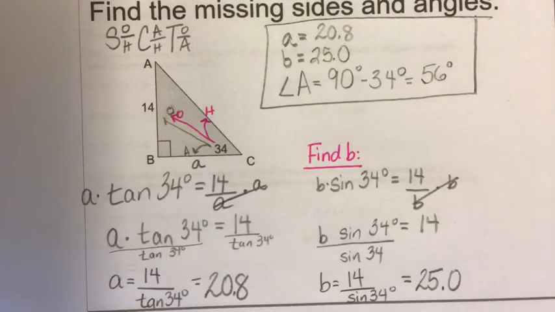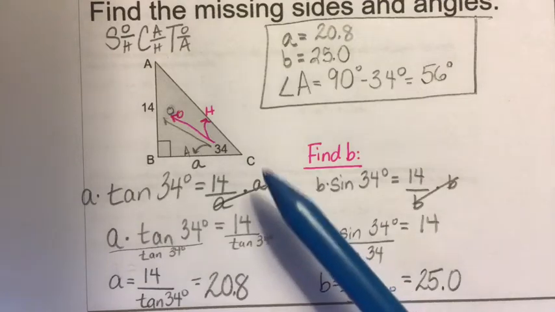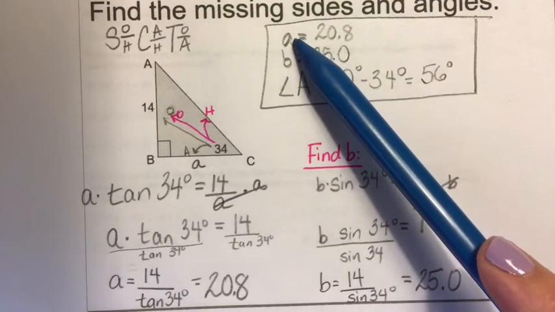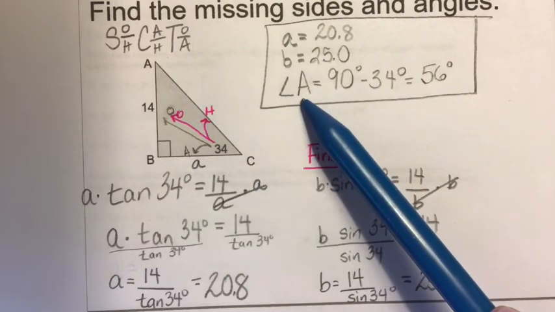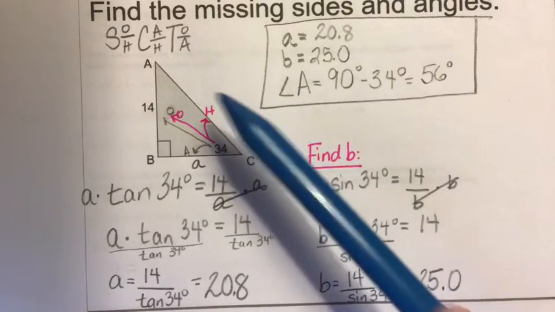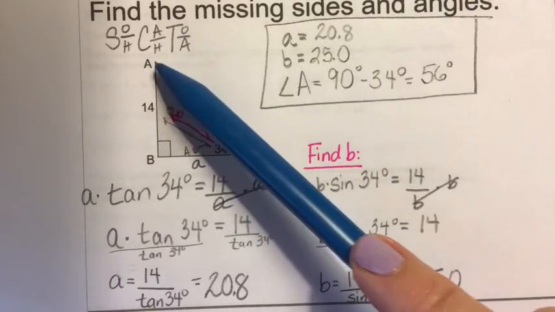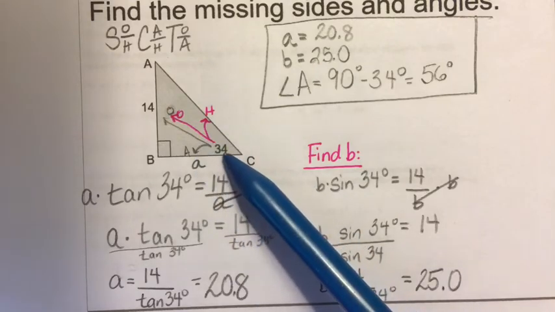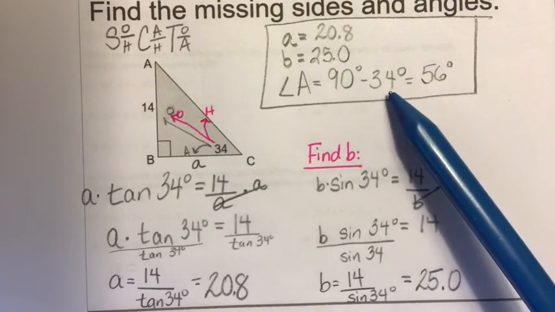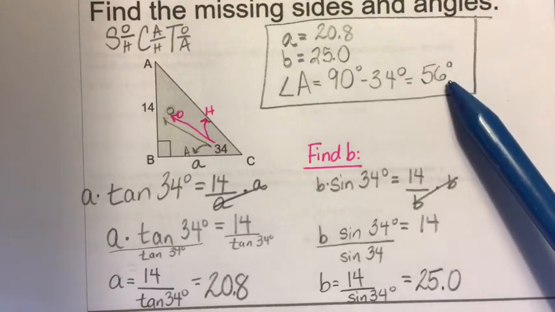I have completed example 10. I knew I was missing side A, side B, and angle A. I chose the easiest route to find angle A. I knew the two acute angles have to add up to 90 degrees. I knew that one of the acute angles is 34 degrees. 90 degrees minus 34 degrees is 56 degrees.